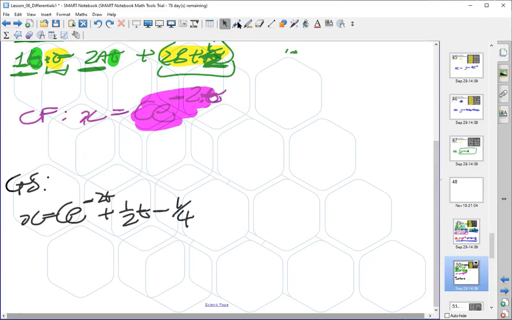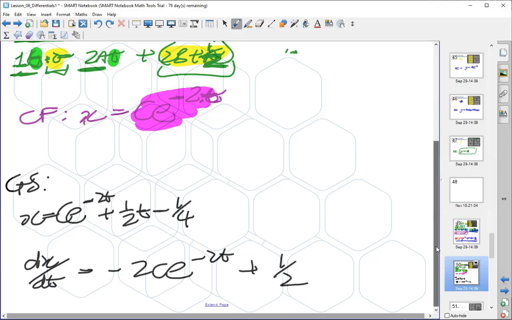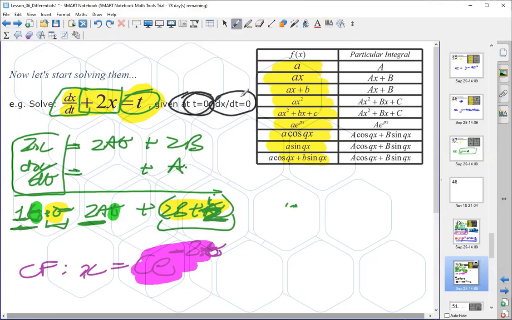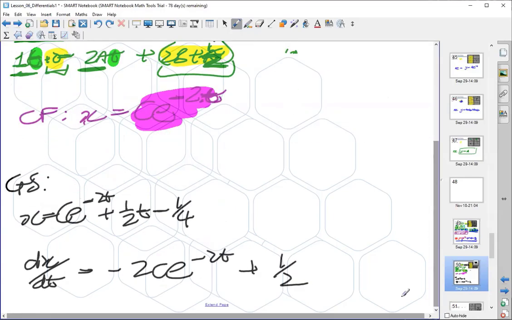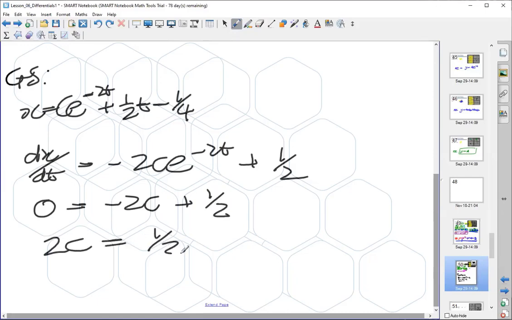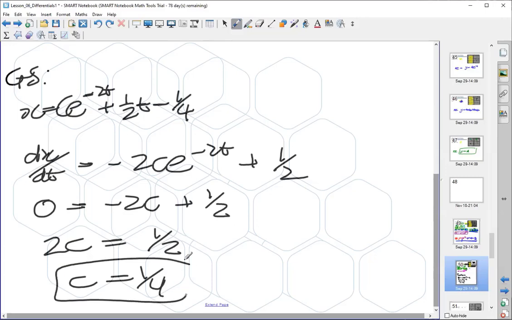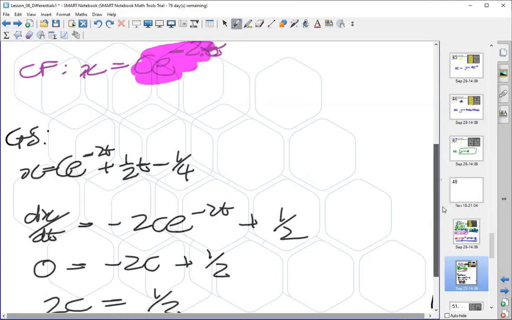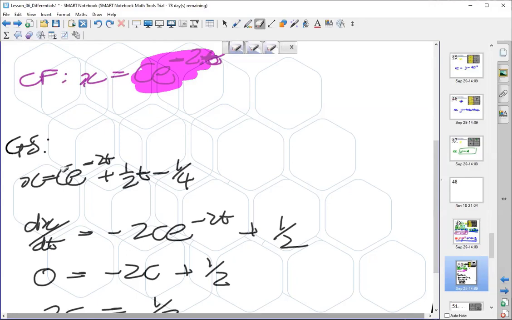So dx by dt equals minus 2ce to the minus 2t plus a half. And they tell us when t is 0, dx by dt is 0. So t is 0, dx by dt equals 0, minus 2c. That's going to be e to the 0, but e to the 0 is 1, plus a half. 2c equals a half, c equals a quarter. We figured out what c is. C is a quarter. So we can replace the c with a quarter.